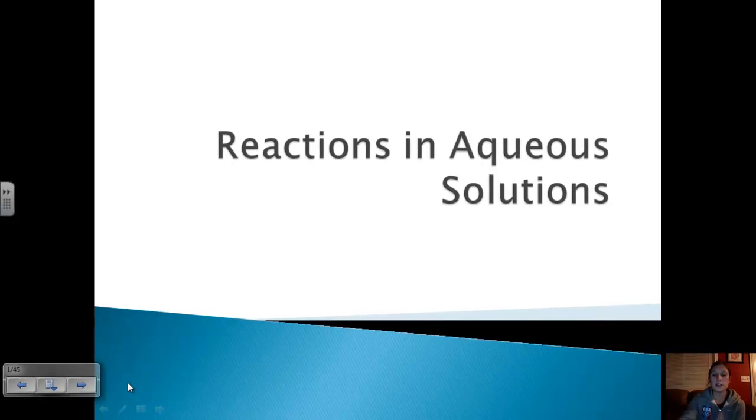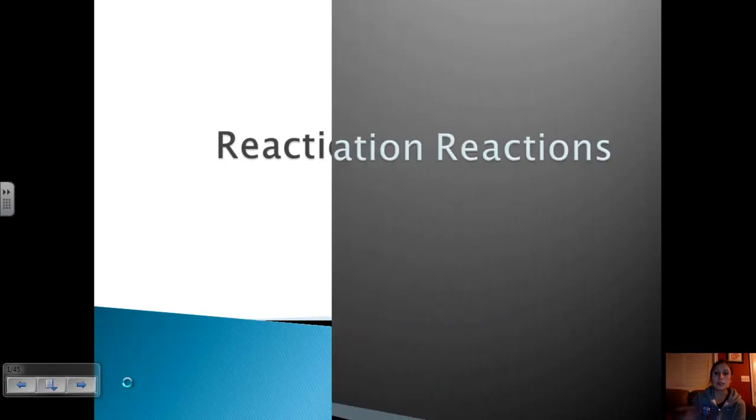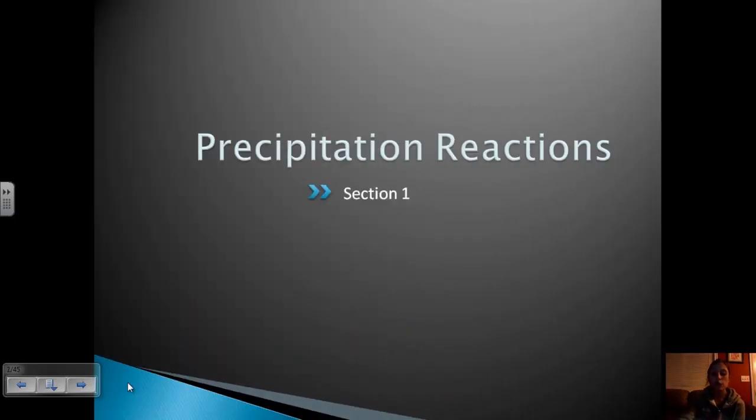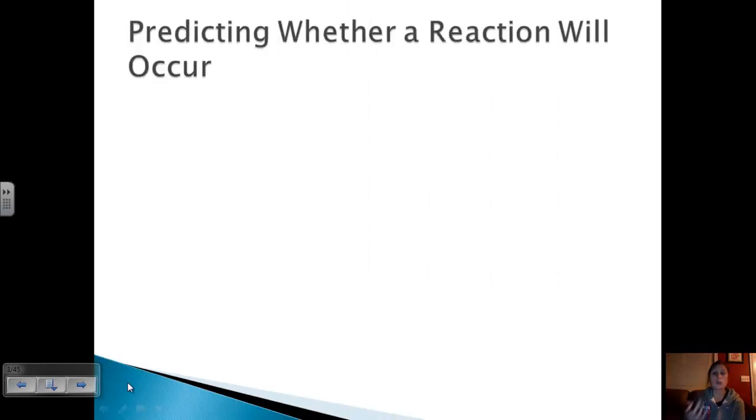So today we're going to start our unit on reactions in aqueous solutions, which is chapter 8, and we're going to talk about the first section, which involves precipitation reactions. So remember, a precipitate is a solid that is formed usually when you combine two aqueous solutions. Remember, aqueous means something that will usually dissolve or dissociate in water.